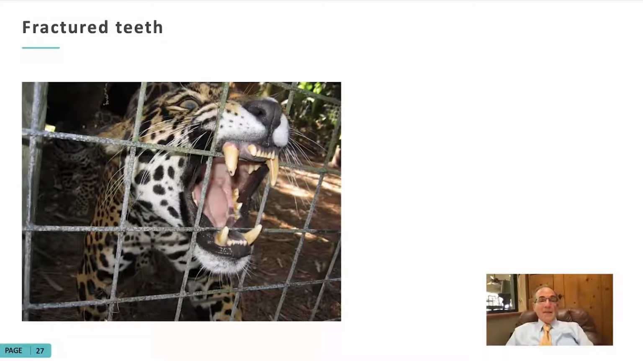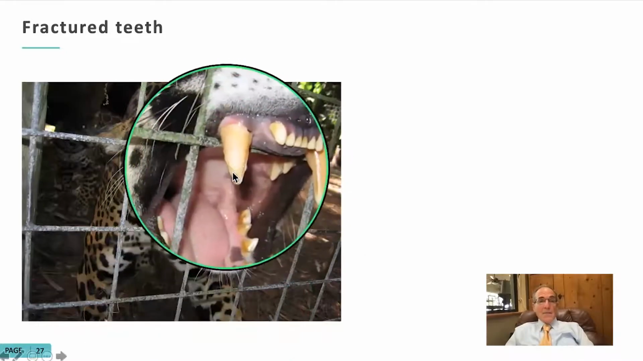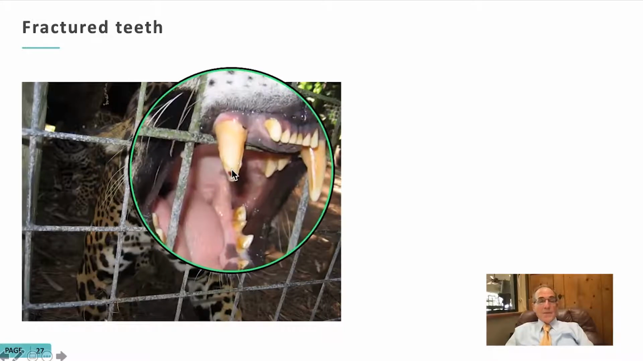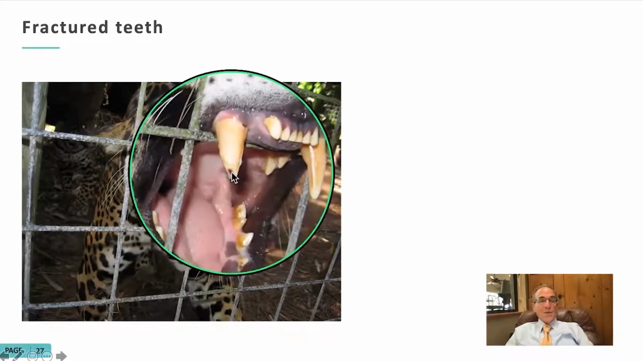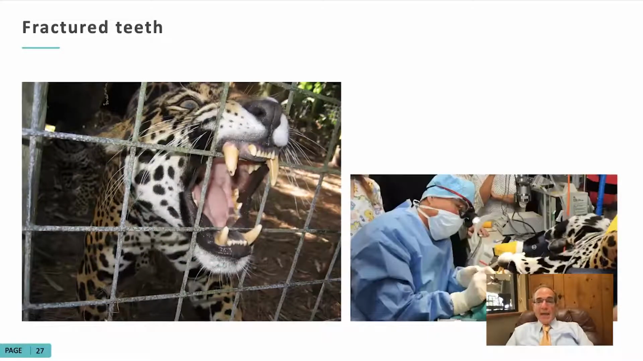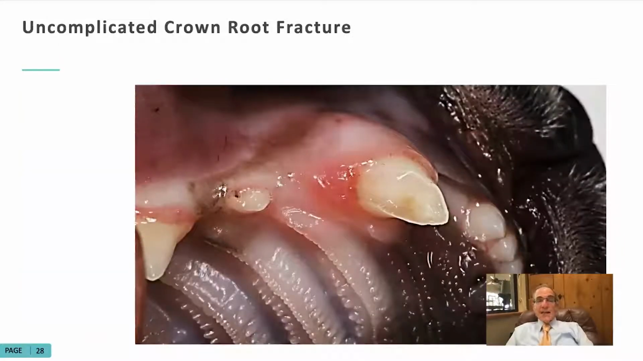They were able to catch that jaguar and show the pulp exposed. The jaguar was chewing on the fence or chewing on a bone, fractured the tooth, and the pulp was exposed. And fortunately, we got the jaguar under an anesthetic and was able to do a root canal to save the tooth. There's different classifications of fractured teeth.